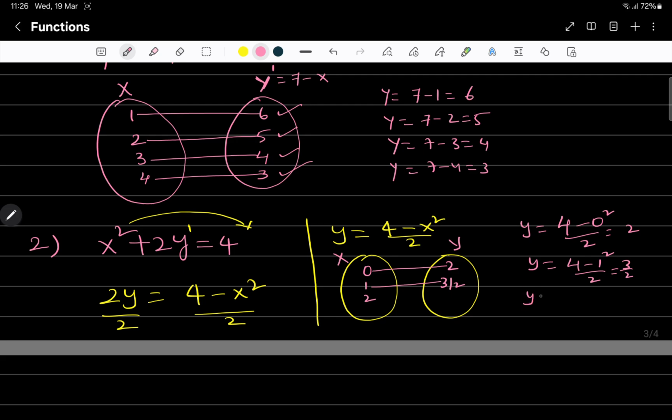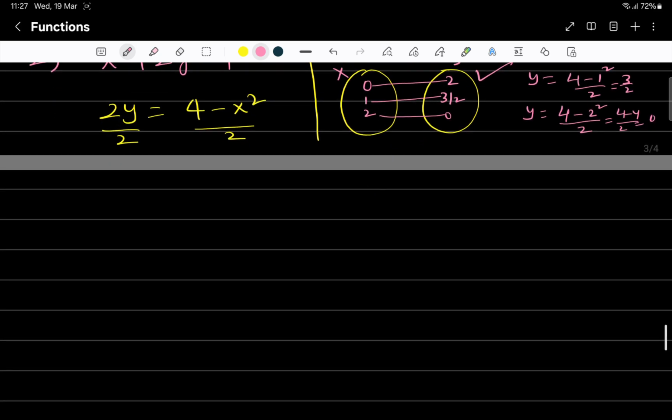Now give input 2. y is equal to (4 minus 2 square) by 2. 2 square means 4, 4 minus 4 is 0, 0 by 2 means 0. So I am getting answer 0. For input 0, I get output 2. For input 1, I get output 3 by 2. For input 2, I get 0. So for every input, only one output. So this is also a function. Now, when a given equation is not a function, we can also see that with one more example.